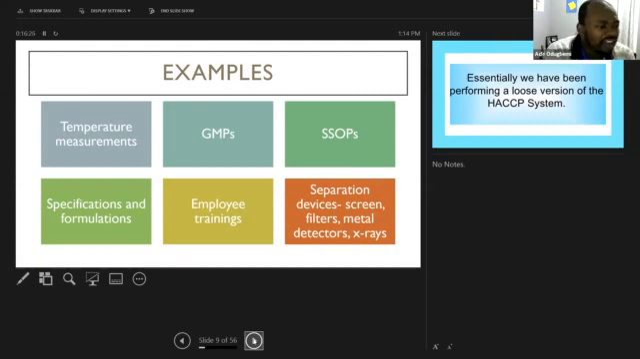When you put specifications and formulations in place, okay, I have my juice, it has to be this pH, it has to be this water activity, it has to be this TA, titratable acid. Those are examples of controls, because if you don't put those things in place, the food may go bad. Or when you have your metal detectors, your filters, your screens, your X-ray to look for metal objects or metal fragments, those are examples of critical control points.